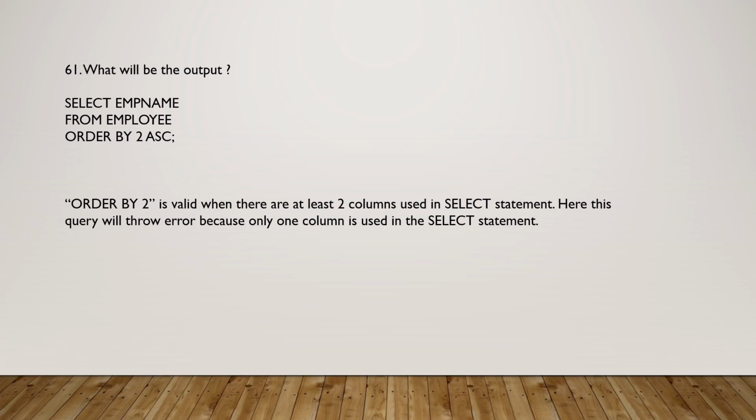What will be the output of the following? Select EMP name from employee order by 2 ascending order. So here, order by 2 is valid when there are at least 2 columns used in a select statement. Here the query will throw an error because only one column is used in the select statement.